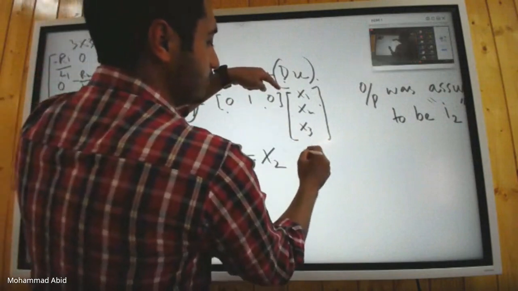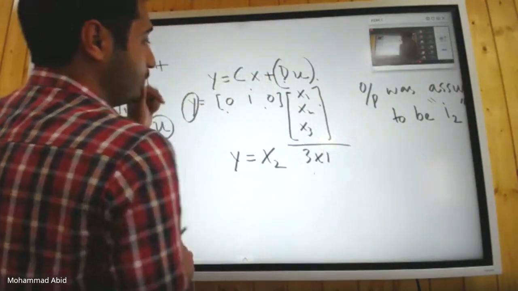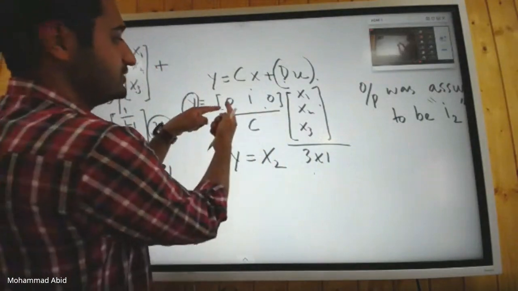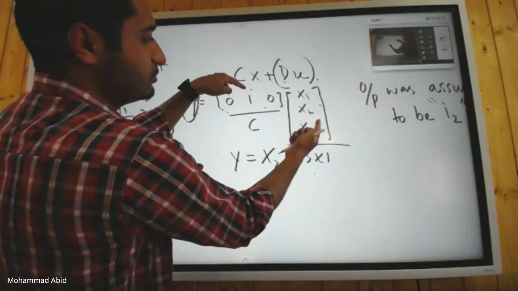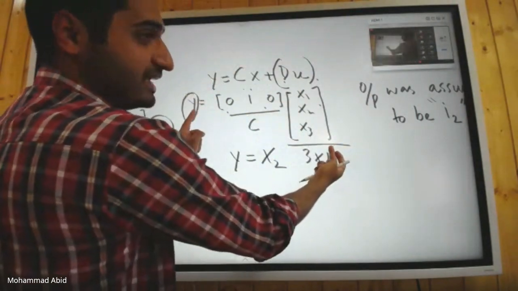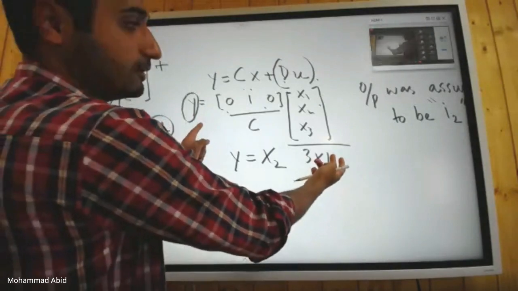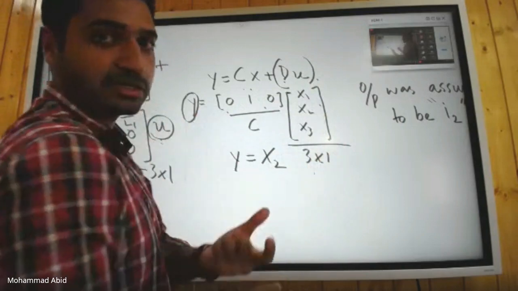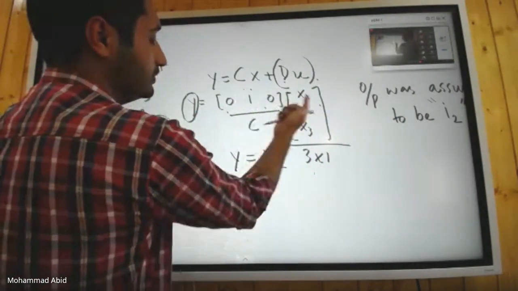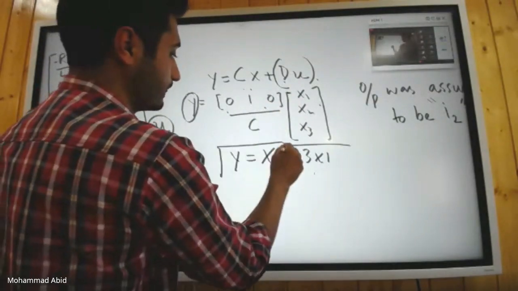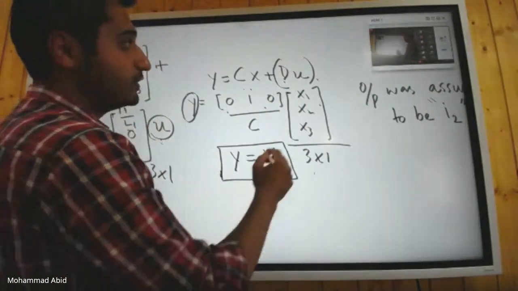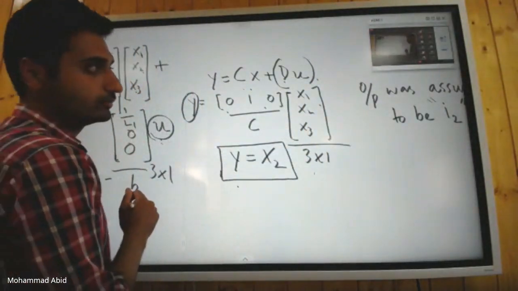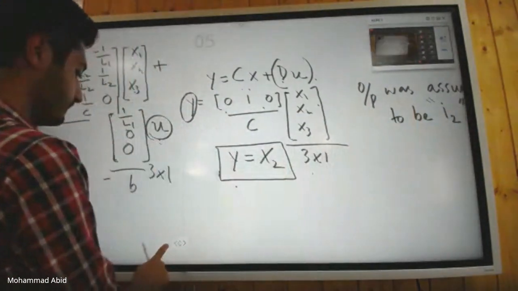Your x is just a 3 cross 1 vector. So what you have to do, basically you have to arrange entries for each entry of C matrix, C vector. So that's 0 times x1 plus 1 times x2 plus 0 times x3. This is basically known as inner product. In linear algebra, we call this inner product. When you have a row multiplying with a column, you will get a single entry out of it. So when you do the multiplication, you will get y equal to x2, which is the equation for output. And you have no term corresponding to d. Your d is 0. So you get the term y is equal to x2. And your output is assumed to be x2. So, okay?